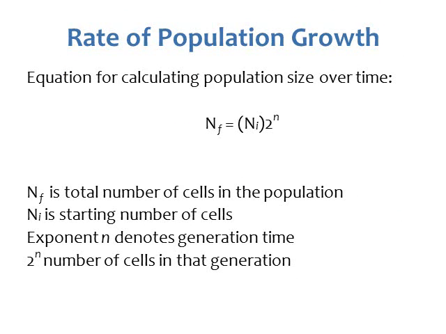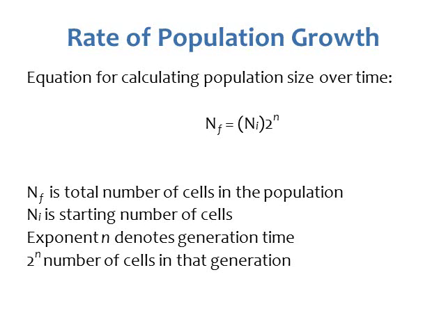So for this population growth rate, this is the equation for calculating the population size. It's just an exponential equation here. So again, sorry, a little bit of math. N of f, the function of n, is the total number of cells in the population. So this is what you're trying to figure out. And I is the starting number of cells. So if you start with 1 cell, you put 1. If you start with 2 cells, you put 2, and so on. The exponent, the n, denotes the generation, so what generation we're on, and then 2 to the n is the number of cells in that generation.